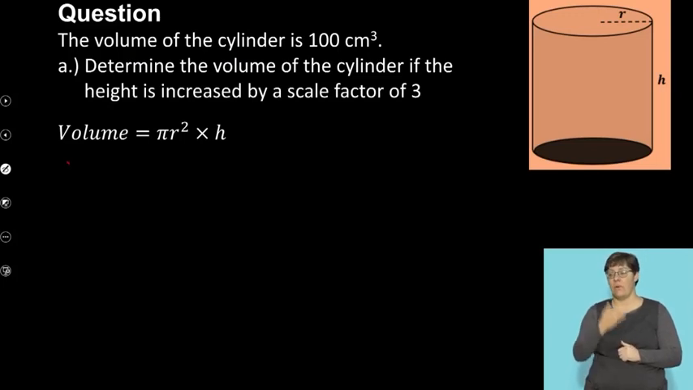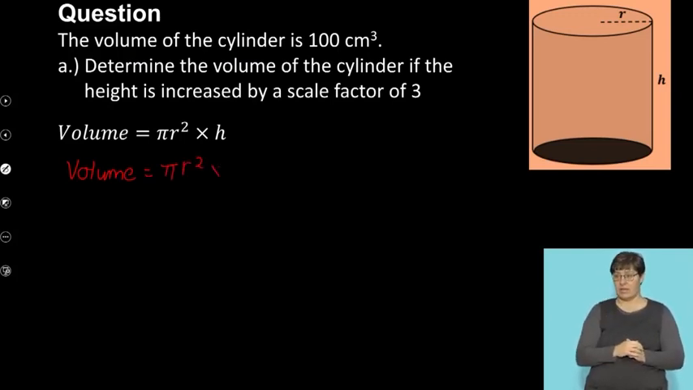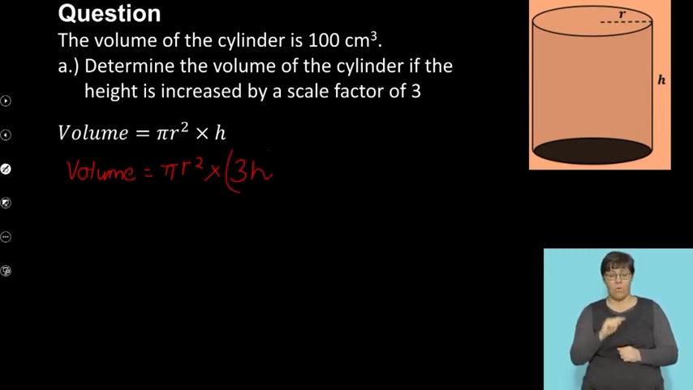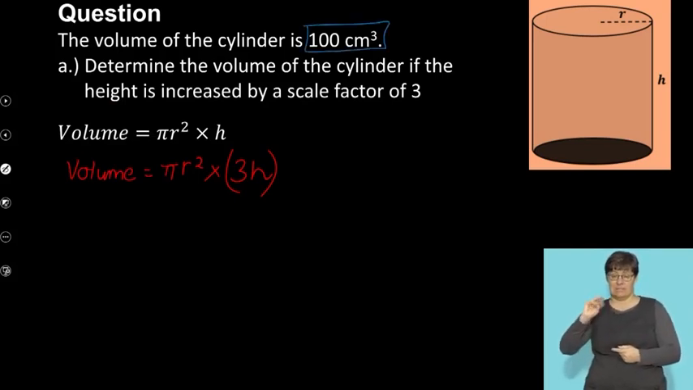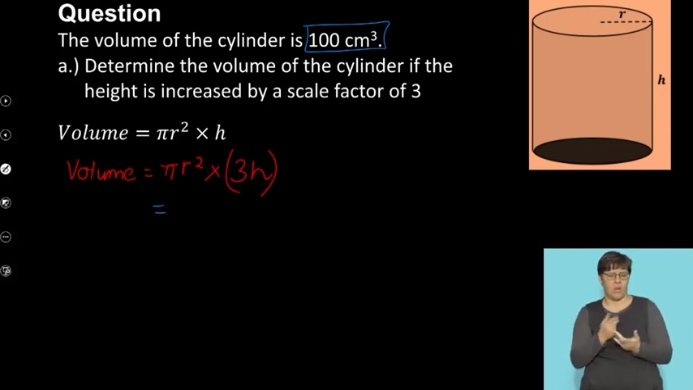So we know that the volume will be equal to pi times my radius squared times 3 times h, because my height has been multiplied by a scale factor of 3. But I don't actually know what my height is, and I also don't know what my radius is. But what I do know is the fact that the volume is 100 centimeters cubed. So what I'm going to do is rearrange how I've written the volume. Because it's all multiplication, the order isn't important, because I can swap it around since everything's being multiplied together.